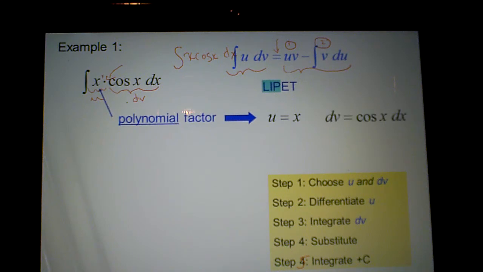So I write down u and dv. I differentiate the u, and the derivative of x is 1, and I anti-differentiate cosine x. Again, you're taking the integral here, the antiderivative, and I'm left with v equal to the integral of cosine x, which is sine x.